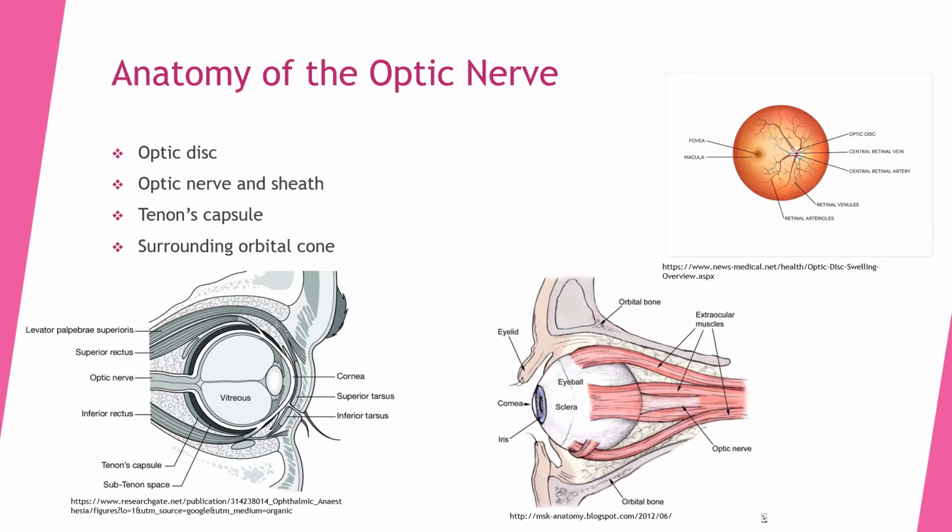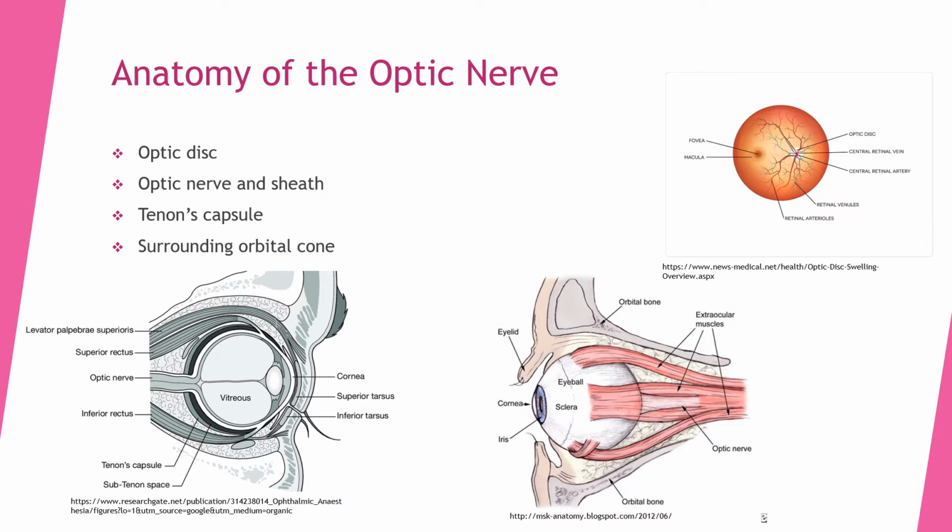The optic disc, which can be observed on the fundus exam, is the point of exit for all the ganglion cell axons, which are located within the retinal layer. The optic nerve and sheath, as you can see in the diagram on the bottom left, continue after exiting the posterior part of the eye. Tenon's capsule is a thin fascial sheath that surrounds the eyeball and separates it from the orbital fat so it can move as freely as possible.